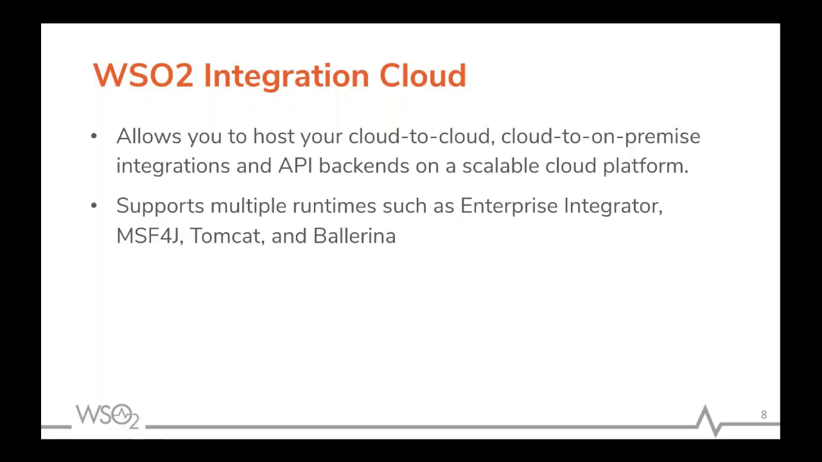So next we will look at how we can deploy our application in the cloud within a few minutes from the Integration Studio itself. But before we start, let me introduce what WSO2 Integration Cloud is. WSO2 Integration Cloud is a platform which allows you to host your cloud-to-cloud, cloud-to-on-premise integrations and API backends on a scalable cloud platform. It also includes WSO2 Enterprise Integrator profile capabilities for hosting your integrations, and MSF4J, Ballerina, or any other custom runtime for hosting the API backend.